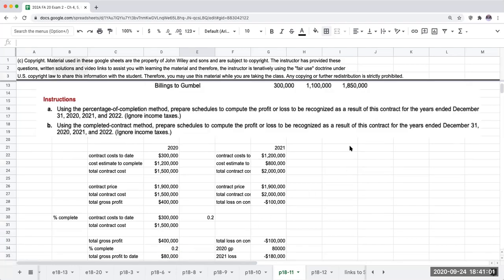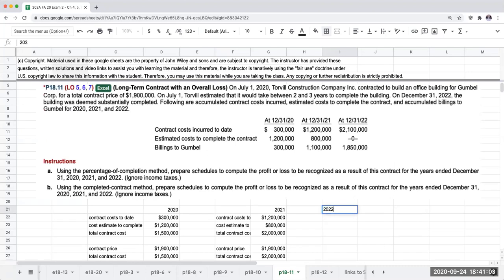Let's go over here to 2022. So my total contract costs to date are going to be 2.1 million.